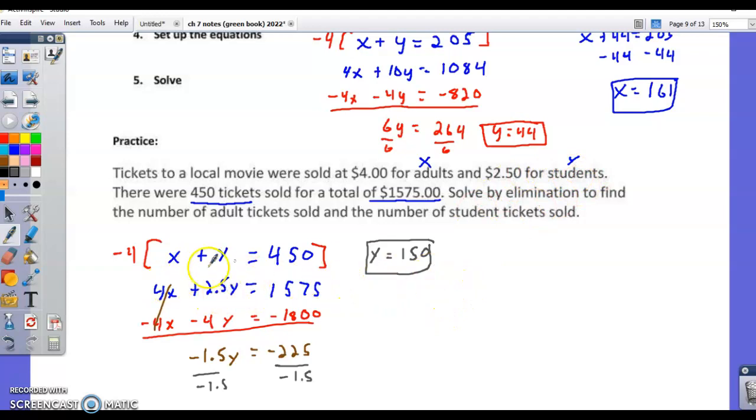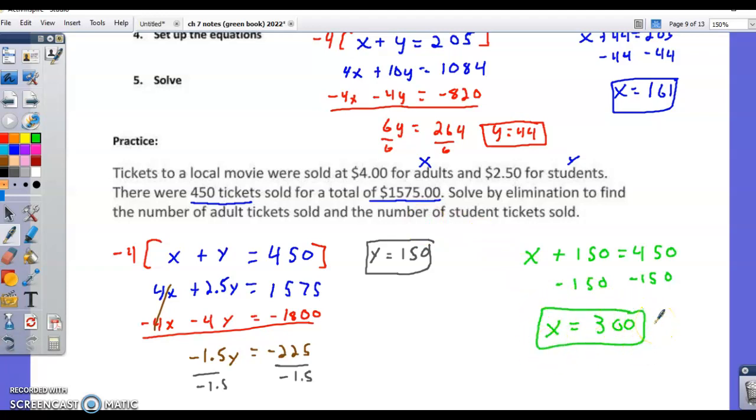So now we have to figure out how many adult tickets were sold. I'm going to use this first equation again. A lot of these, the second setup is pretty straightforward. So I'm going to use x plus y equals 450, and in this case y equals 150. So x plus 150 equals 450. Subtract 150 from both sides, and x equals 300.